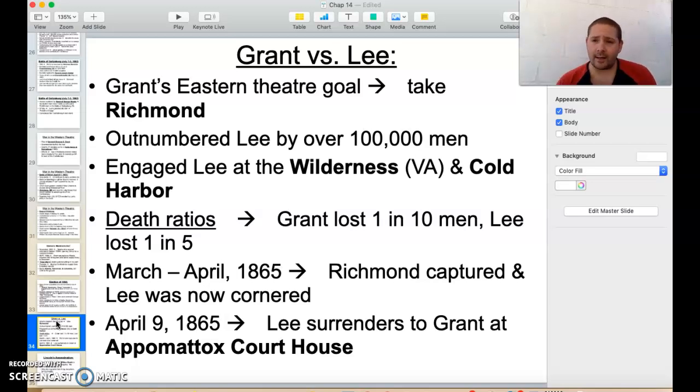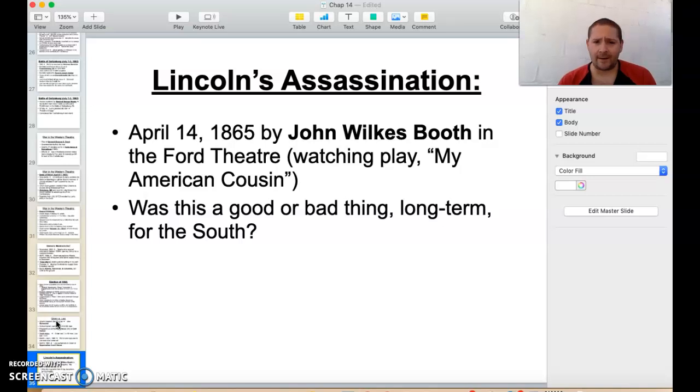I think we all know that Abraham Lincoln is the first president of the United States to be assassinated, and he is assassinated days after the end of the war, on April 14th, 1865. These events are extremely important, right?